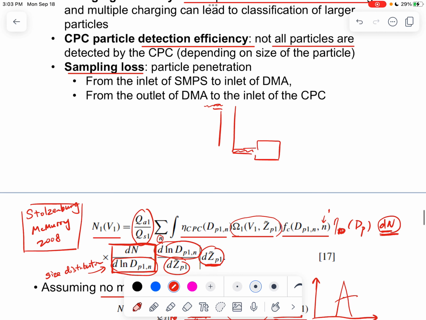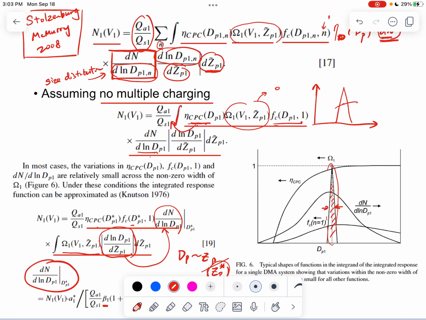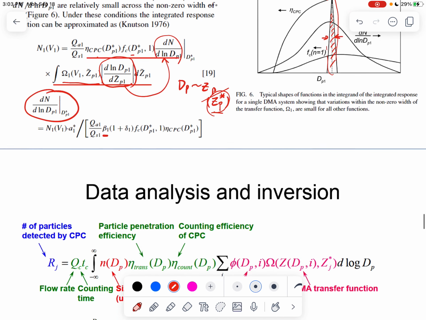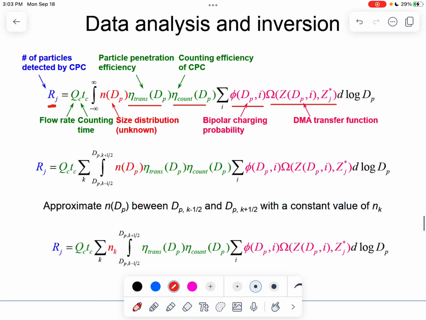But we said the multiple charging becomes an issue when you have particles with sizes above 100 nanometers, and this is also an important size range we're interested in. So in order to do that, we need to do a full version of the data inversion, right? So again, the response of the CPC is going to be a function of all of these parameters, right? Let's say the penetration efficiency, this time we're adding it in, the CPC counting efficiency, the particle charging efficiency, and then the DMA transfer function, right?